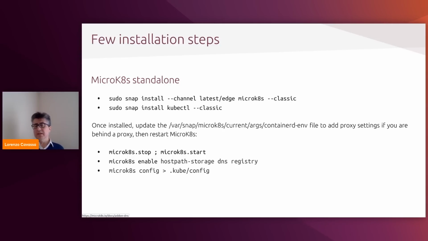Then for the demo today, I needed hostpath storage, a simple way to have storage resources. Of course, it's not production grade. Also DNS and a local registry. And of course, being Kubernetes, there is a way, with microk8s config, to populate the standard kubectl configuration file with the cluster data, in order to have your kubectl, which is the standard way to interact with Kubernetes, able to connect to the Kubernetes installation. Okay.